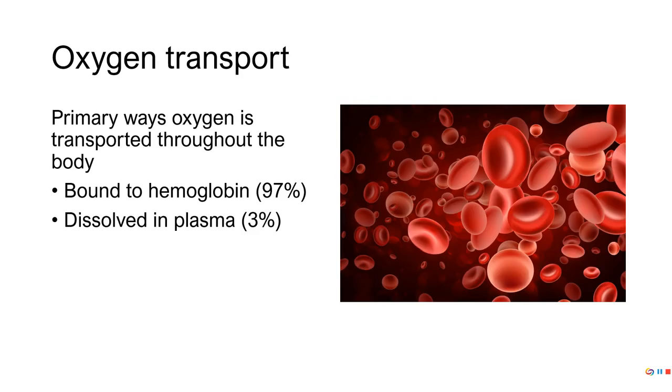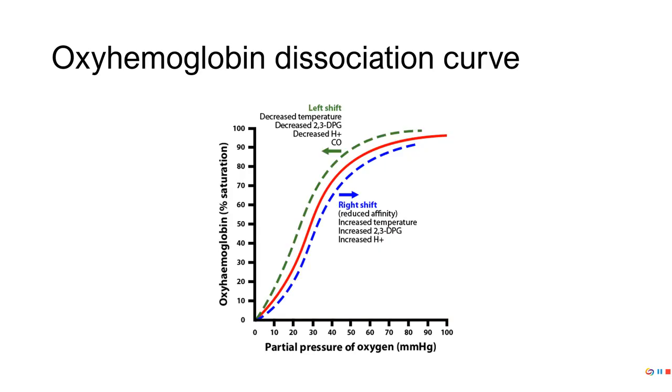So when it comes to oxygen, there's two main ways that it's transported throughout the body. That would be bound to hemoglobin and dissolved in plasma. Like a huge majority is bound to hemoglobin. And so we want to make sure that we maximize what is on our hemoglobin. And so this leads us to the oxyhemoglobin dissociation curve.